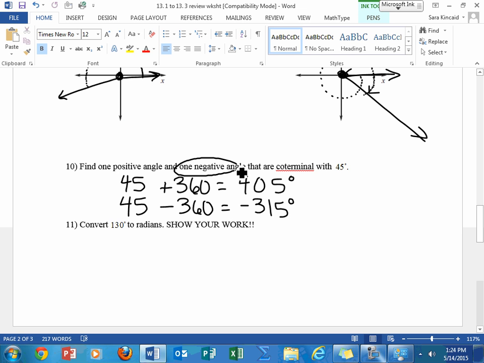Notice that one angle is negative and one angle is positive. That's what we want. That's what we needed to do. Now number 11 is converting into radians.